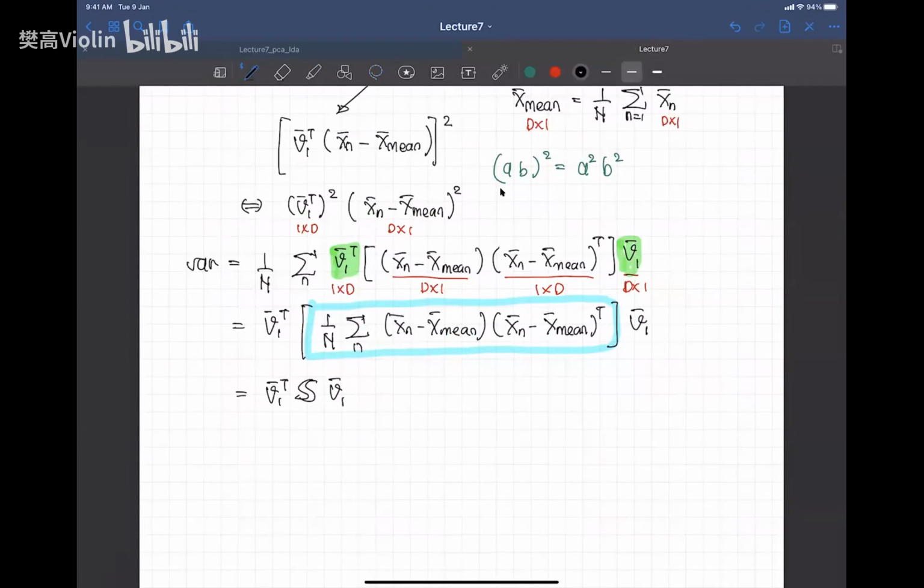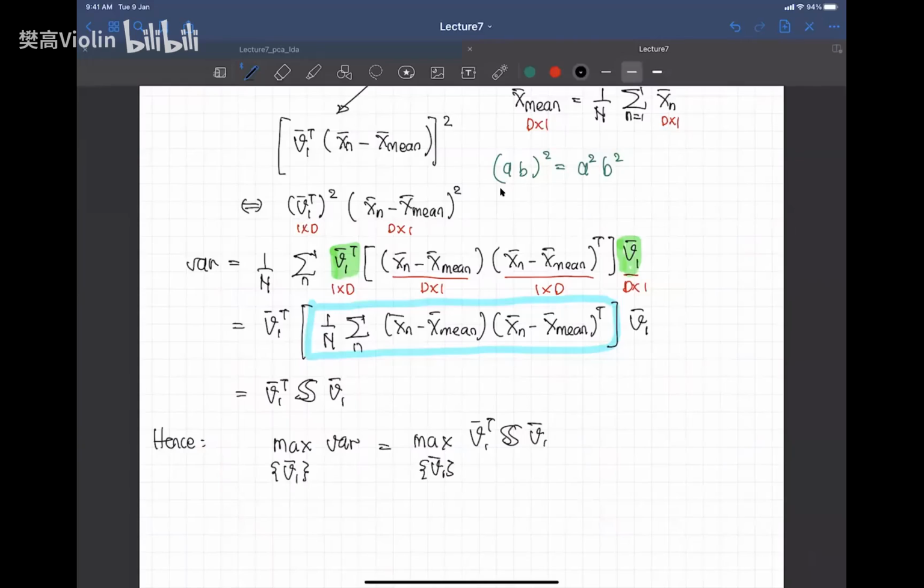Okay, so when we say that we want to maximize the variance with respect to V1, we do not know V1. That's why we want to maximize the variance with respect to V1. It can be written as, hence, maximizing the variance of V1 transpose S V1, maximizing over V1.